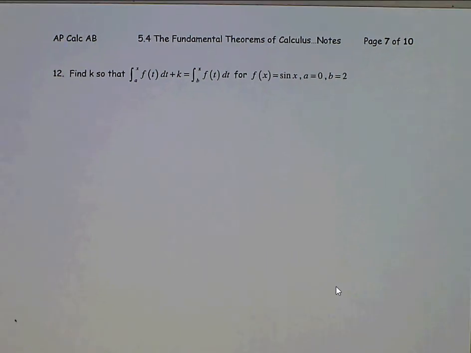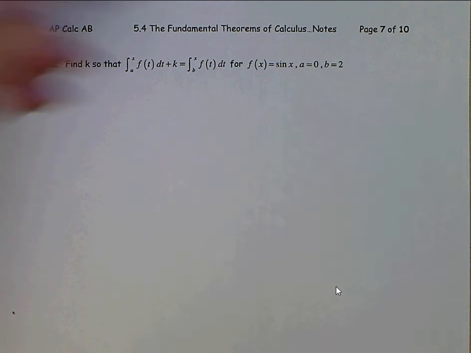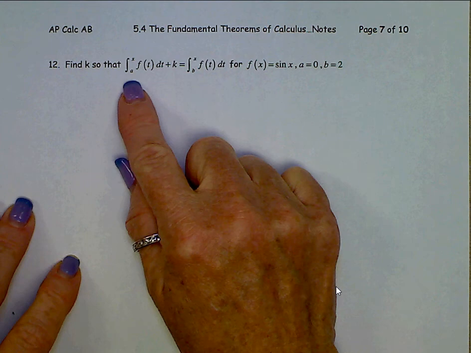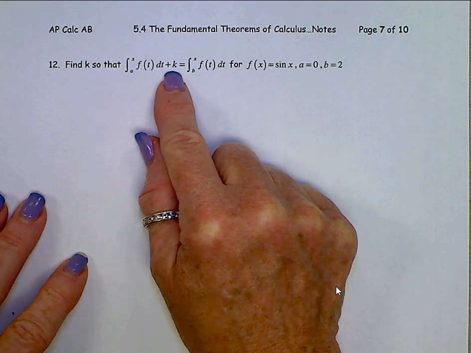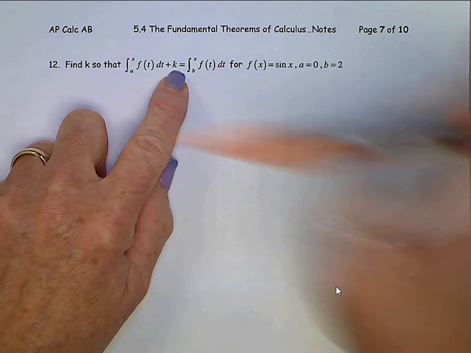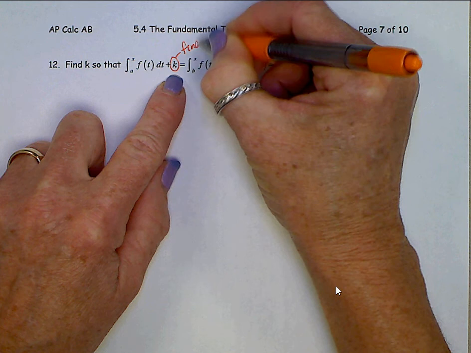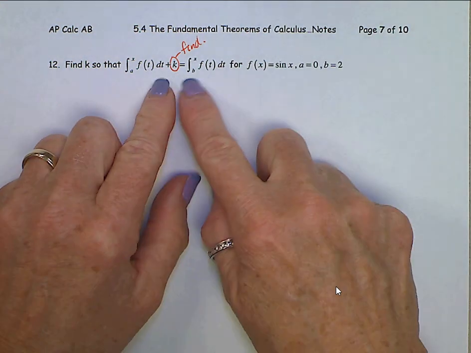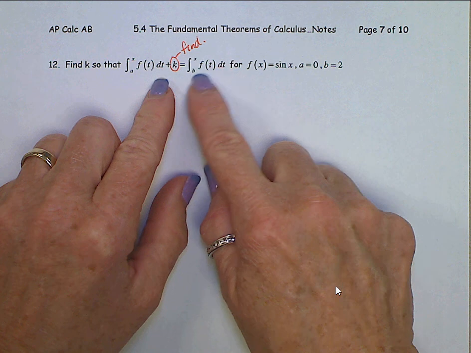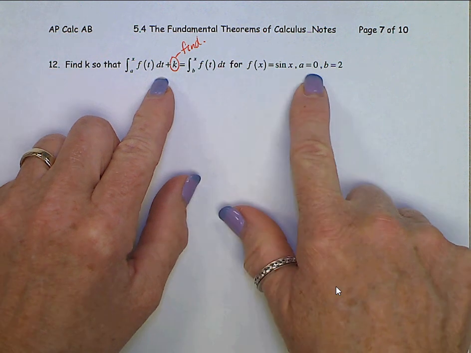Section 5.4, page 7. All right, for this problem we want to find k so that the integral from a to x of f of t dt plus some k equals the integral from b to x of f of t dt, for f of x equal to sine x, where a is 0 and b is 2.